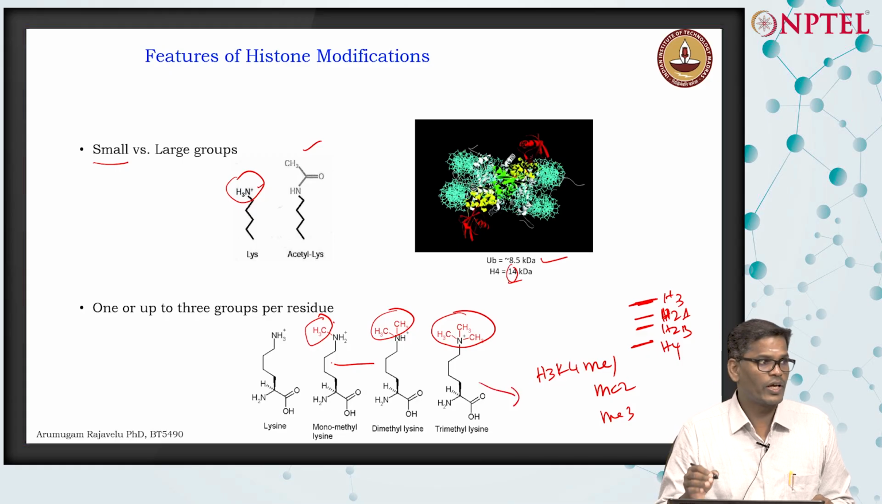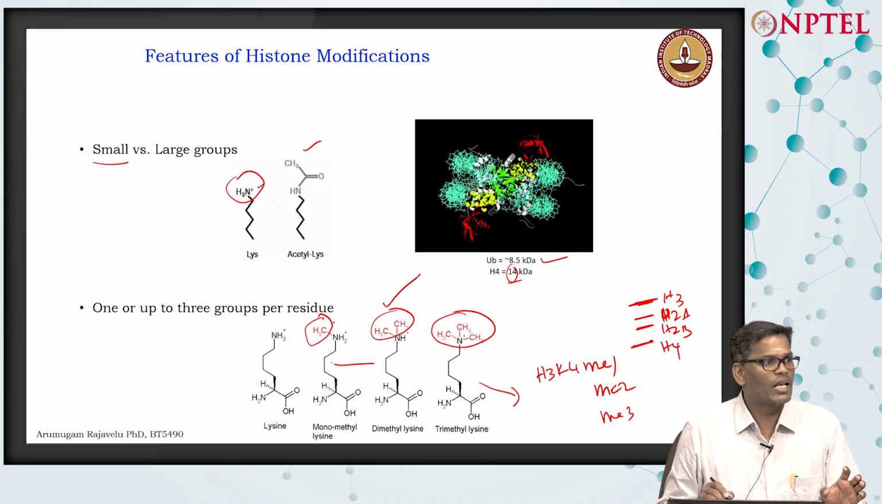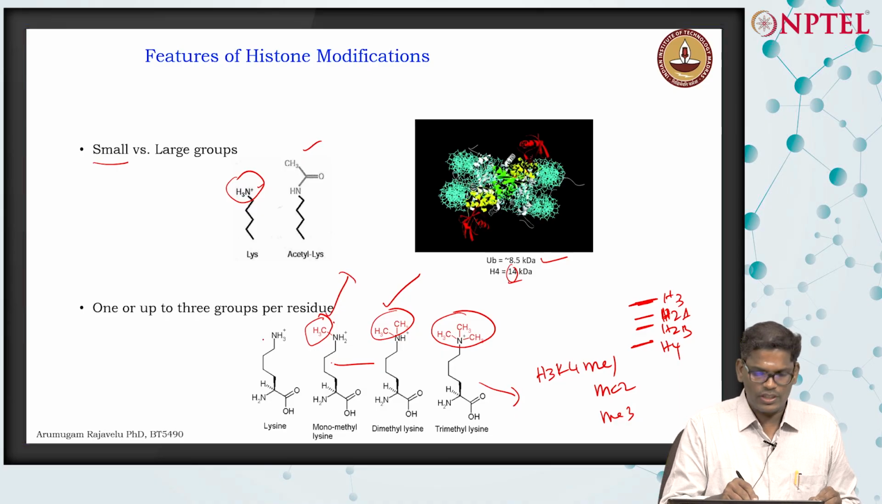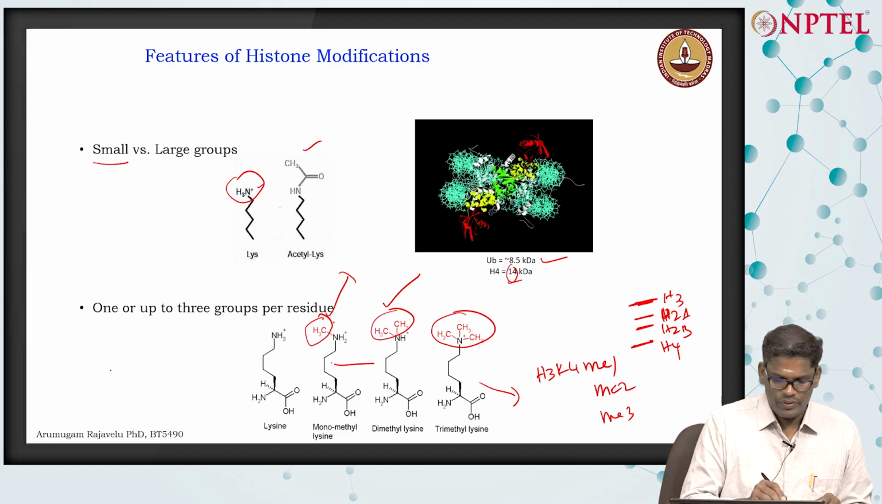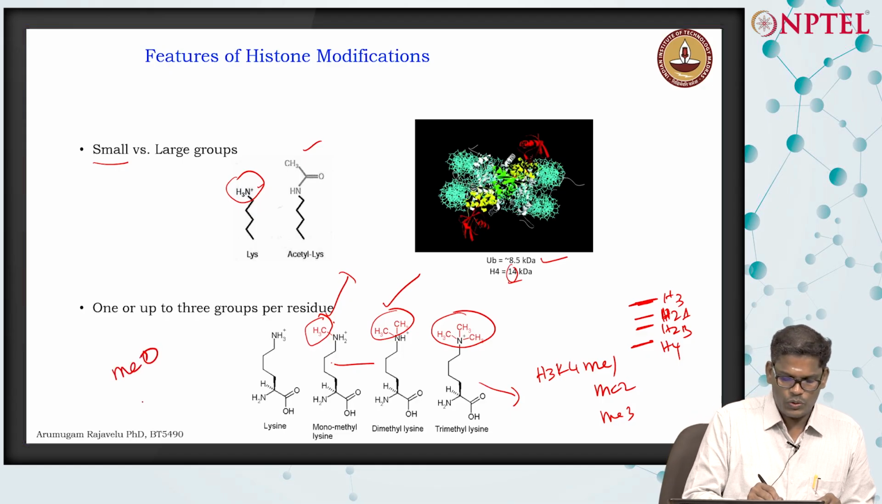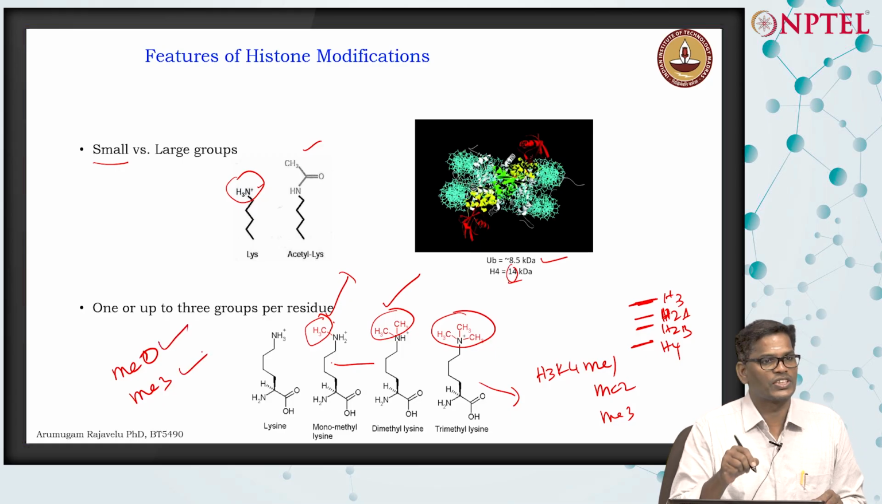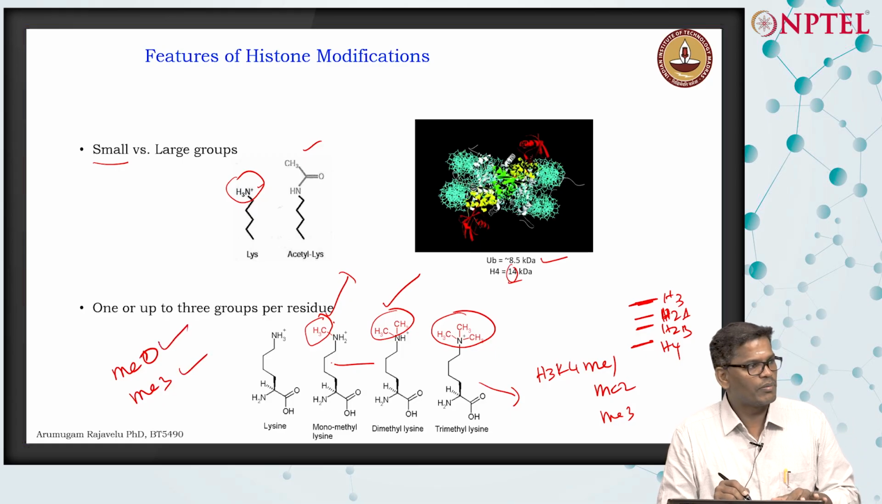But I will also highlight in the upcoming class that there are examples where dimethylation on specific nucleosomes has very specific functions, and monomethylation on some nucleosomes has very specific functions. So these are exceptions. Either zero methylation, that you call Me0, or Me3, has the defined functions, either activation or repression.